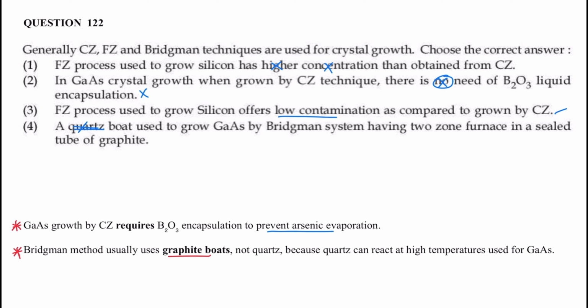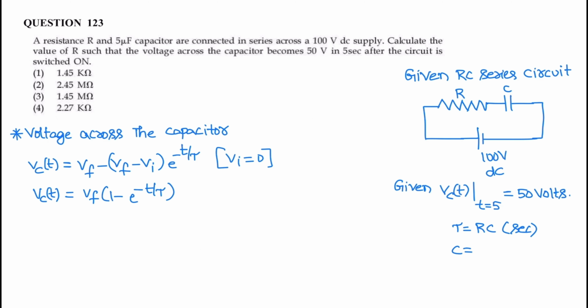So the correct answer is 3. It is not high contamination, there is a need of B2O3, and it is not a quartz boat. So the correct option is 3. Correct statement is 3. Next question.